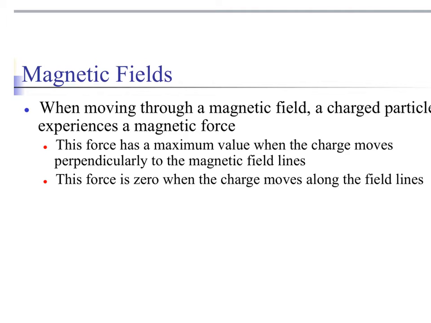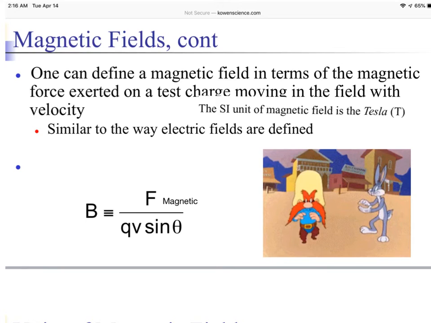Reviewing back over magnetic fields, when moving through a magnetic field, a charged particle will experience a magnetic force. This force has a maximum value when the charge moves perpendicular to the magnetic field lines. This force is 0 when the charge moves along the magnetic field lines. One can define magnetic field lines in terms of magnetic force exerted on a test charge moving in a field with the velocity. The unit for magnetic field lines is the Tesla. Its abbreviation is a capital T.